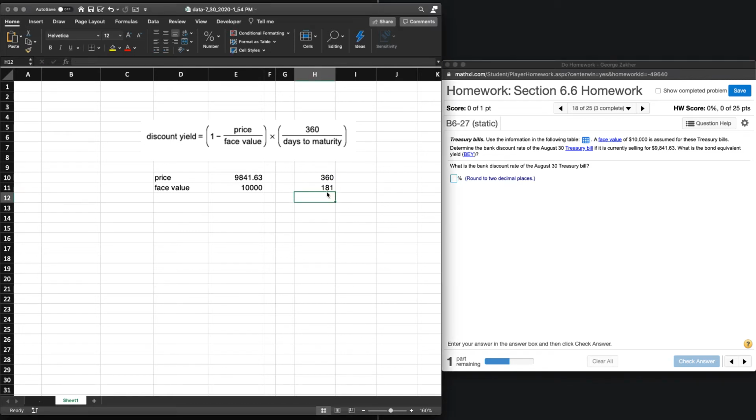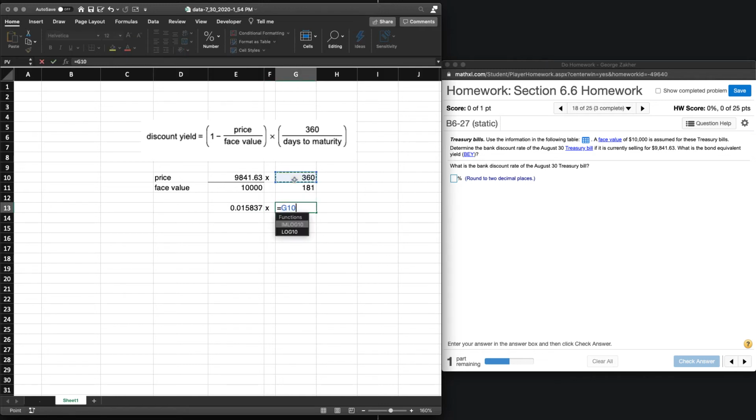Okay, and this is my attempt to show math in Excel. So it's something along the lines of this. Basically dividing those two numbers. Don't forget about the 1 minus. Okay, so when we plug that in, it's going to be 1 minus that price divided by our face value, and we're multiplying that still by 360 divided by our days to maturity.